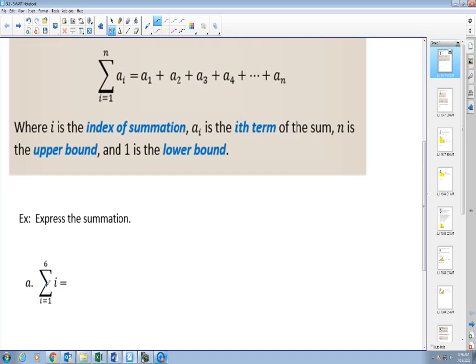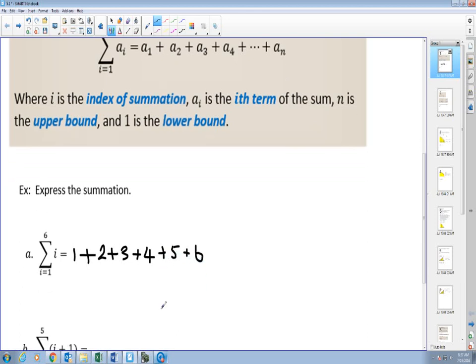I need to write the summation from 1 to 6 of i. That will simply be: the first term is 1, start off with 1, plus 2, plus 3, plus 4, plus 5, and the last term will be 6.